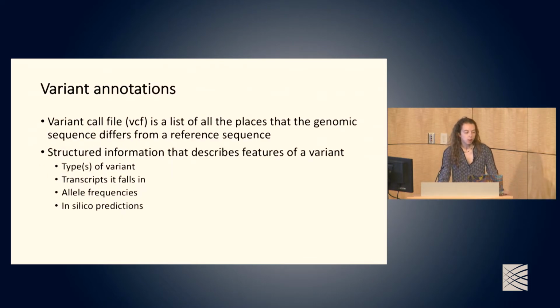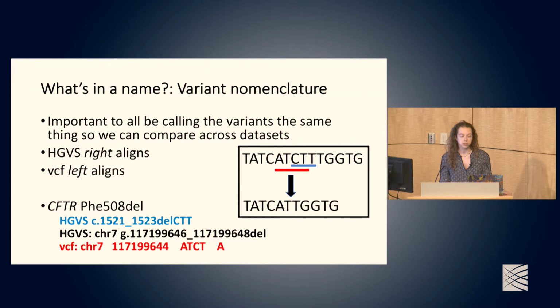In general, all of the data we get from exome or genome sequencing goes into a variant call file, which you've heard about already, and it lists all the places that the genomic sequence in your patient differs from the reference sequence. So it's very structured information, and you can annotate your VCF in a number of ways. You can describe the type of variant you're seeing, what transcripts the variant falls in, the allele frequencies of the variant in the general population, and in silico predictions along with many other features. There are a few things about variant nomenclature that are really critical so that we're all comparing the same variants when we have our VCFs.